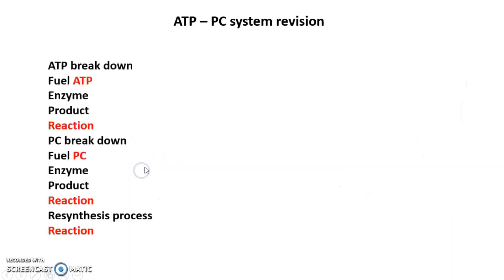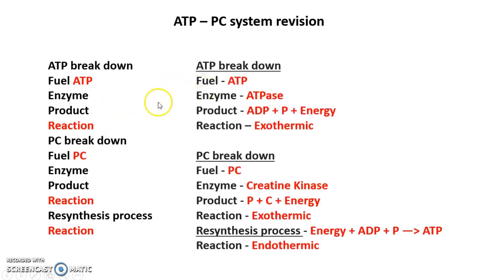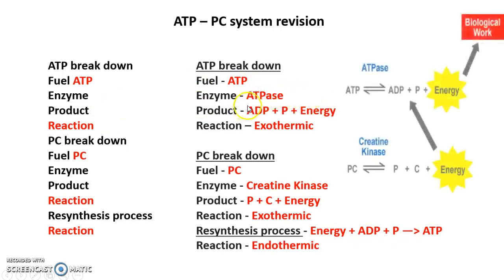So if you have a look onto here, then what we'll be looking for with the ATP PC system, you'll be looking for the following. So you're looking for ATP broken down by, I'll put this list up here, ATP broken down by ATPase to form ADP plus P plus E. Okay, and then the E.